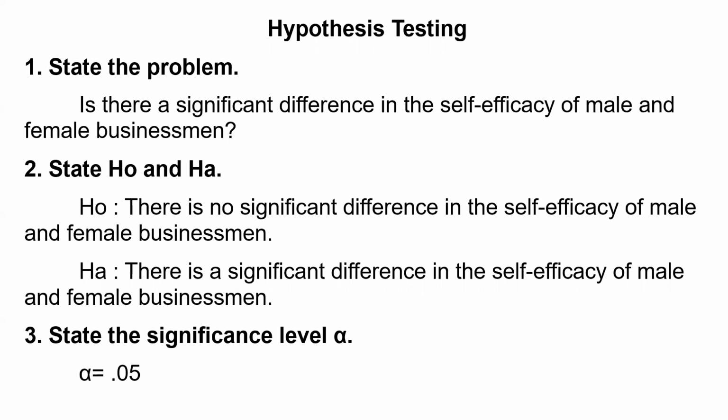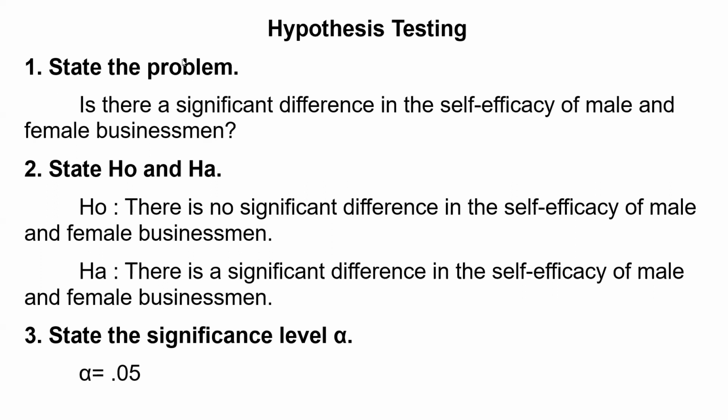And for the second step, state HO and HA. HO is the null hypothesis, while HA is the alternative hypothesis. If you use H1 instead of HA for the alternative hypothesis, that is also considered correct. For my HO, there is no significant difference in the self-efficacy of male and female businessmen. For our HA, there is a significant difference in the self-efficacy of male and female businessmen.